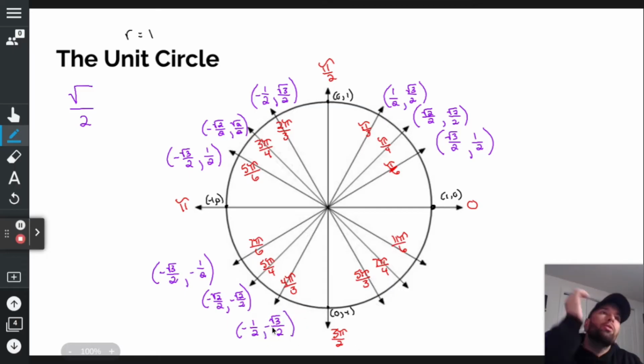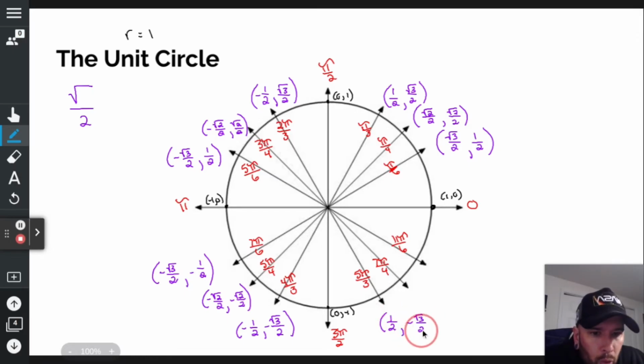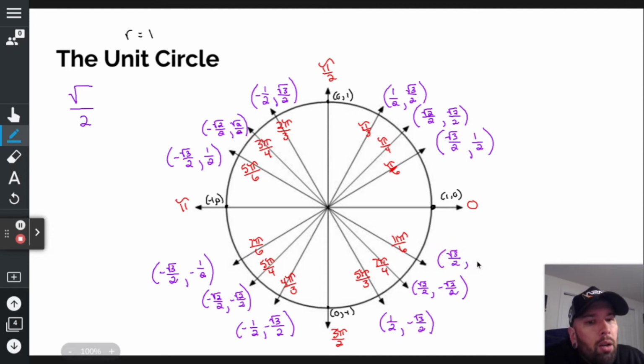Negative root 3 over 2. Don't want to forget that. To complete this process, you guys line up with that, but now we have positive x's again, so you are 1/2, negative root 3 over 2. You are positive root 2 over 2, negative root 2 over 2. Quadrant 4 is positive, negative. And you are root 3 over 2, negative 1/2.